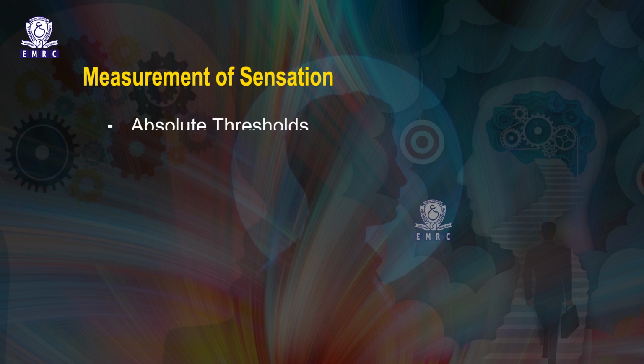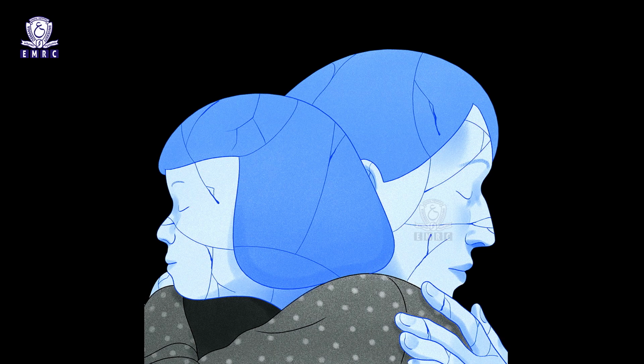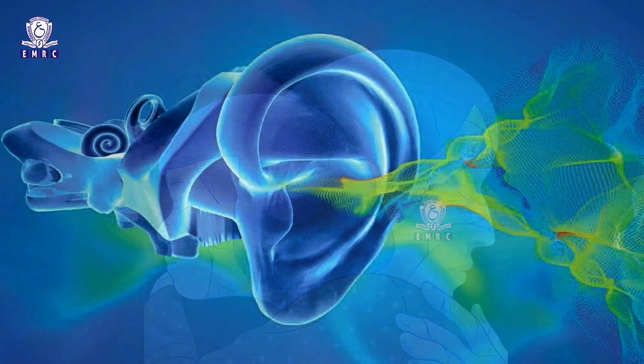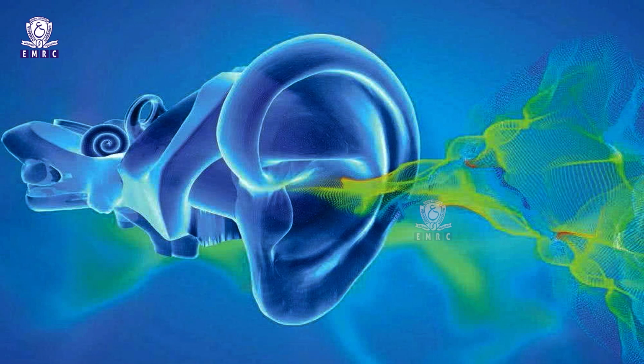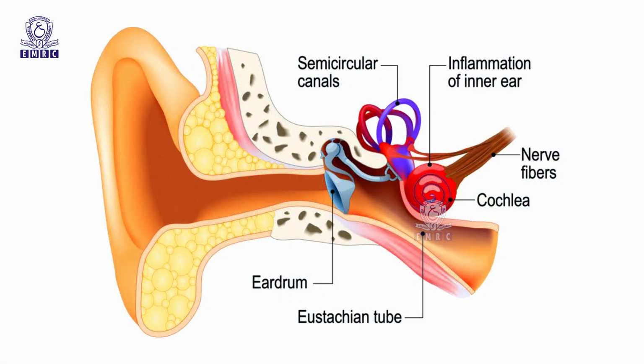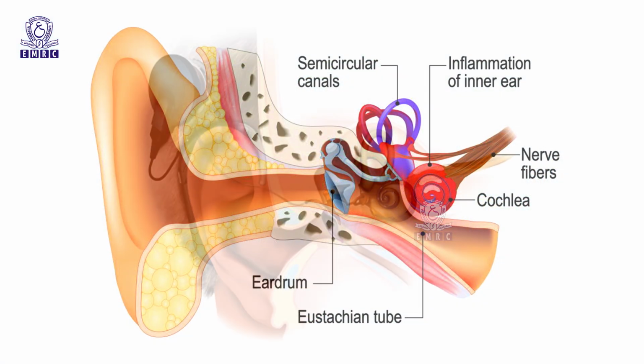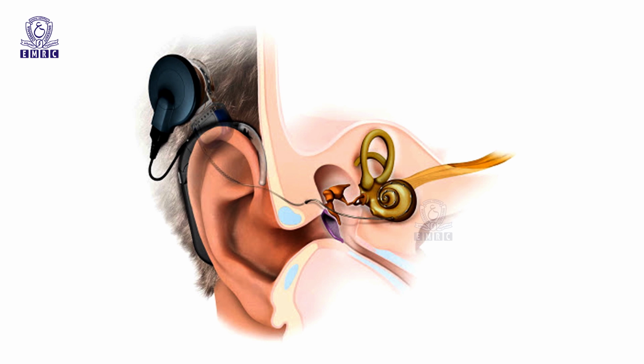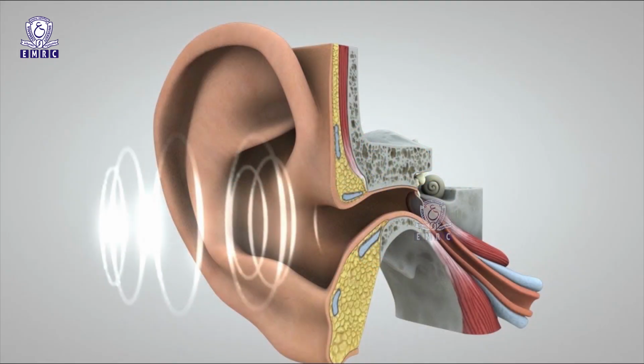Measurement of sensation. Absolute thresholds. An absolute threshold is the smallest intensity of a stimulus that must be present for it to be detected. In fact, our senses are so fine-tuned that we might have a problem if they were any more sensitive. For instance, if our ears were slightly more acute, we would be able to hear the sound of air molecules in our ear knocking into the eardrum, a phenomenon that would surely prove distracting and might even prevent us from hearing sounds outside our bodies.